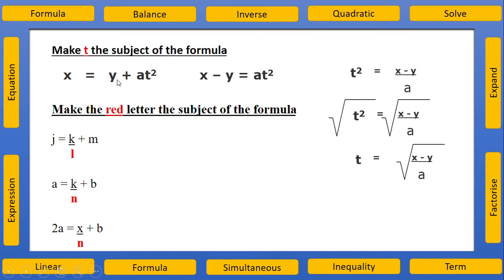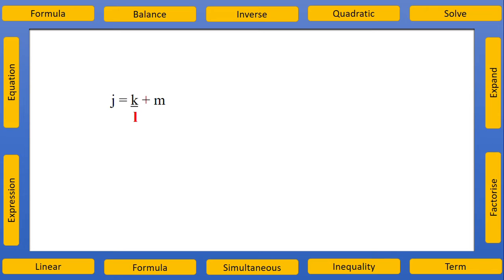Okay, we can look at some of the red ones. Pause the video and try this first one, and then let's take a look. Okay, so BIDMAS in reverse, we're looking at the addition first, so we're taking that away from both sides. That's what we get. Okay, now we have k divided by l.